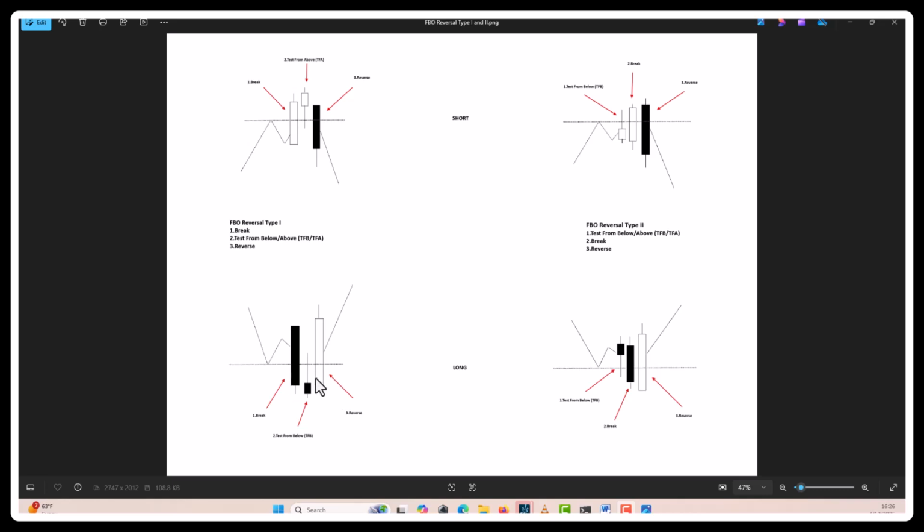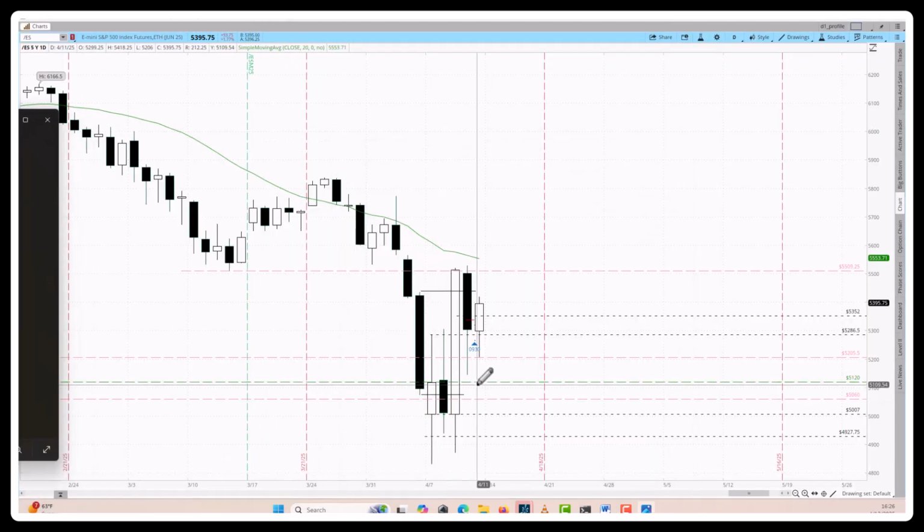The same right here for the long setup, right? Break and test from below and reverse. The test from below can happen many times. So in this case, we can see that the test from below happened twice. It happened on Monday, Tuesday, and boom, you see the huge move on the reverse on Wednesday this week, which completely takes over the range of the candle right there.